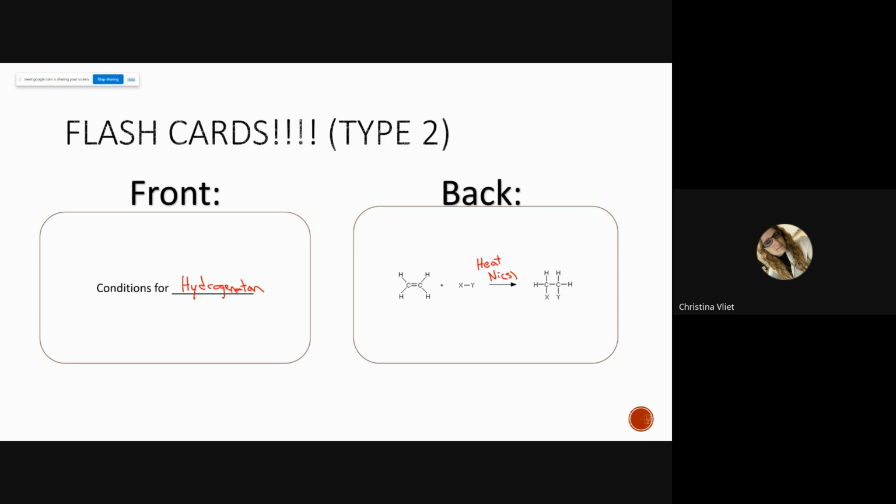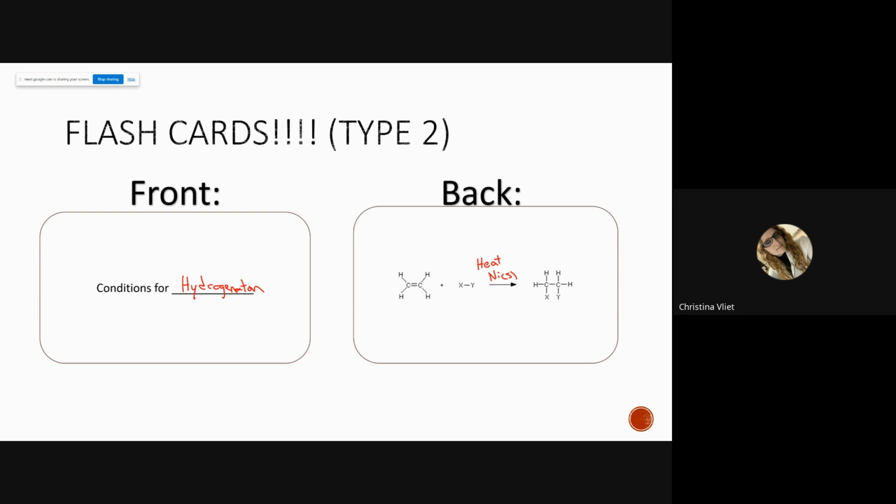I'm coaching you with how to do this because for each reaction, what you should be doing is writing the type, writing the conditions, and writing an example, or two or three of those, depending on what we need to do to memorize it. You don't have to, just heat and nickel would be fine. Since you've already said it's hydrogenation, you just need to memorize that the conditions are heat and nickel. You don't have to write the reaction again. Good?